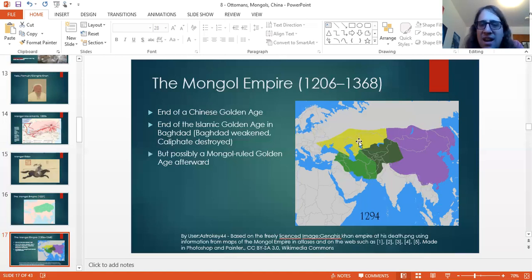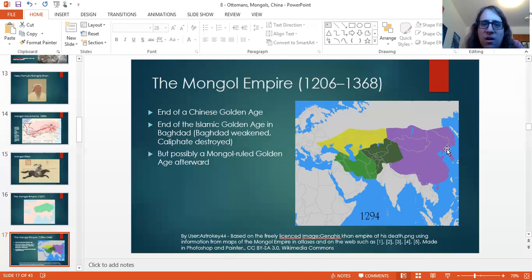And then they conquered China as well, which is a really big deal. China has been this relatively isolated region with its own culture for such a long time. And it would break, it would get back together, it would break, it would get back together, but it had never been invaded from the outside before. And so this is kind of the end of the Tang and Song dynasties, which were kind of a golden age in China.